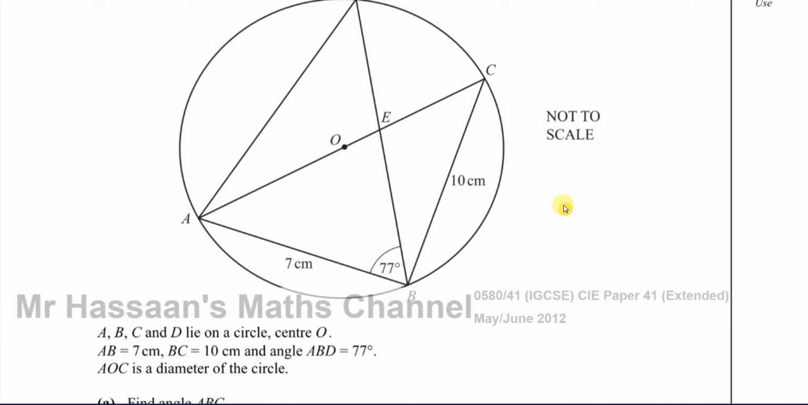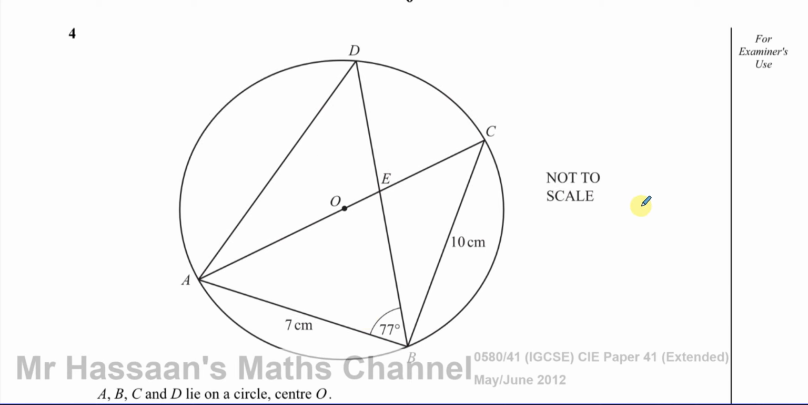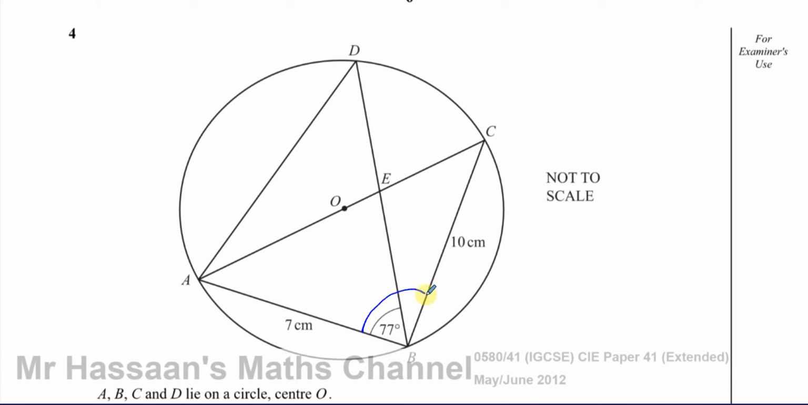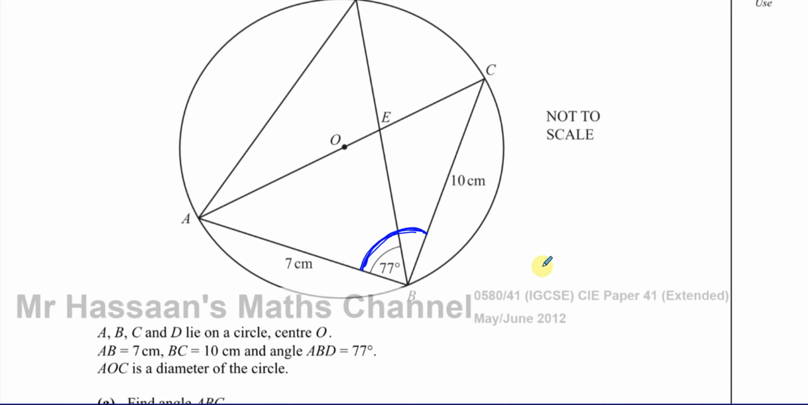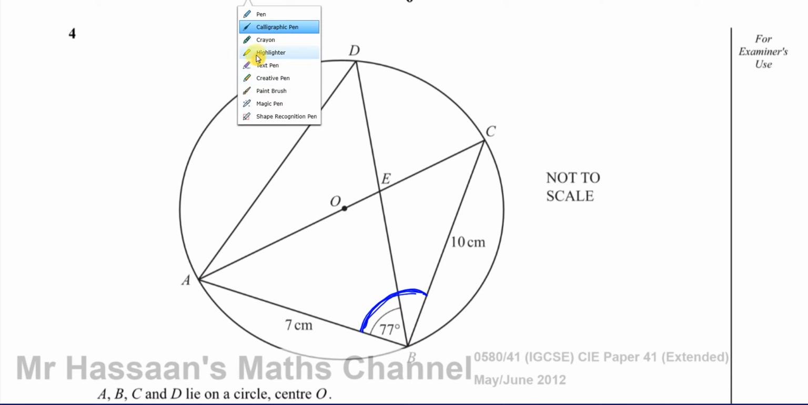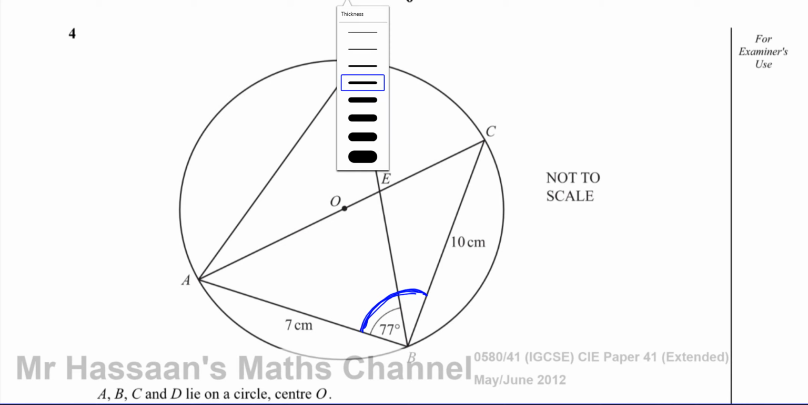It says AOC is the diameter of the circle. So we've got to find the angle ABC, which is the angle over here. Now, this has something to do with angles in circles, of course. One of the first things you should do when you want to find the size of an angle is try to trace back where the angle actually originates from. What do I mean by this? Angle ABC, so the angle's at B.